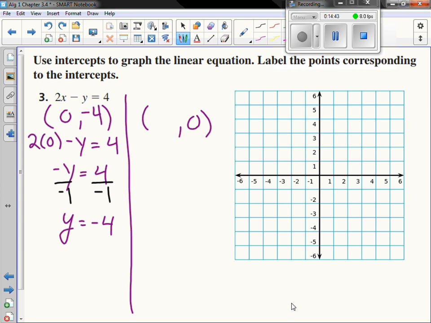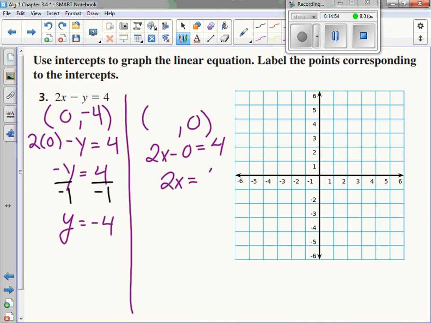Now the other one, we're going to plug in 0 for y. Well, that just cancels out. It simplifies to where we just have 2x equals 4, because the y value is gone because it's 0. Now to get x by itself, we need to divide both sides by 2, and we get x is equal to 2.